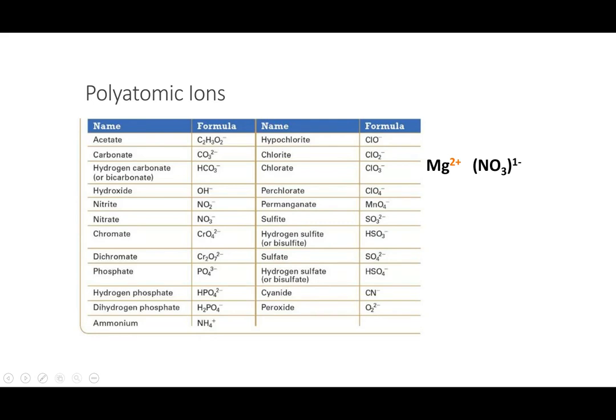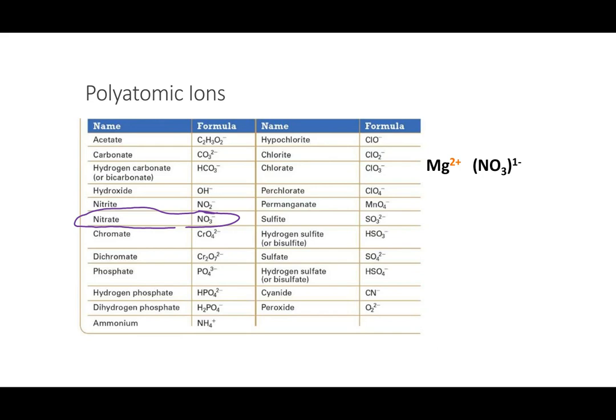So let's say we want to make a compound between magnesium and nitrate. So magnesium is one of our main group elements. It's in column 2A. It's going to give away 2 electrons, so it's got a positive 2 charge. Nitrate is right here on our chart. Nitrate, the package is NO3, and that package carries with it a -1.